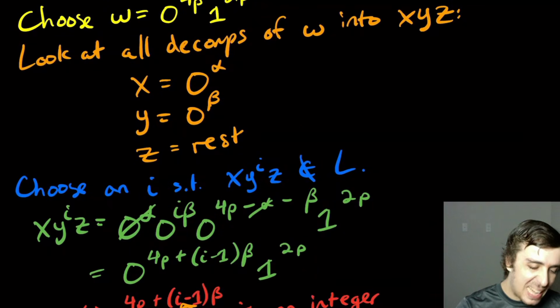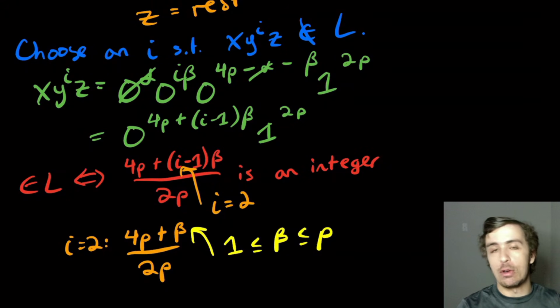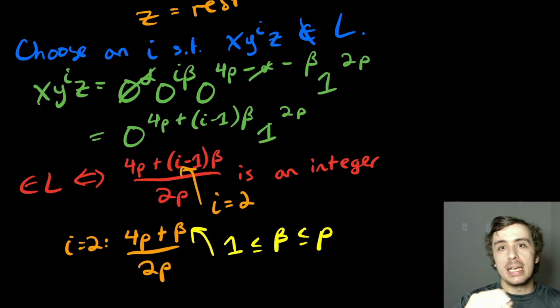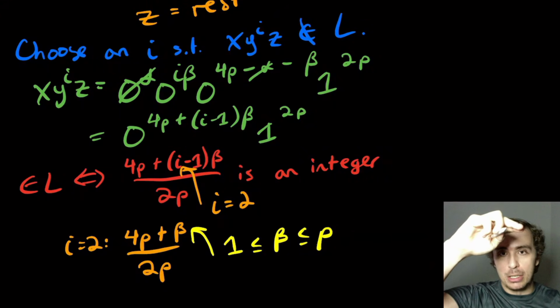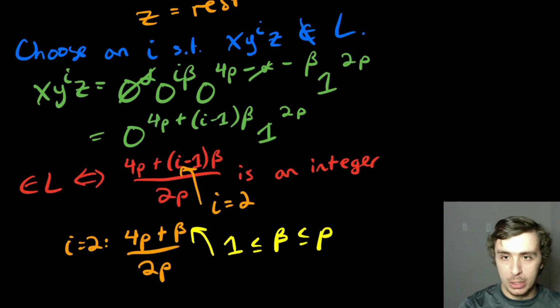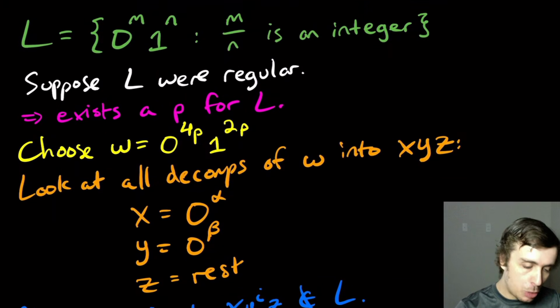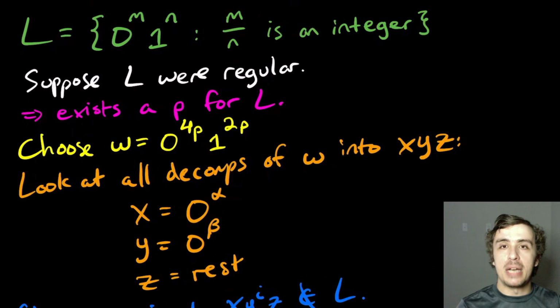If you pump down, if we chose I equal to 0, that also would work. We would have 4p minus beta, and the only way that that could be an integer is if we had 2p upstairs, which means that beta would also have to be 2p, and that's just impossible according to this. So that is a quick proof to show that this language is not regular.